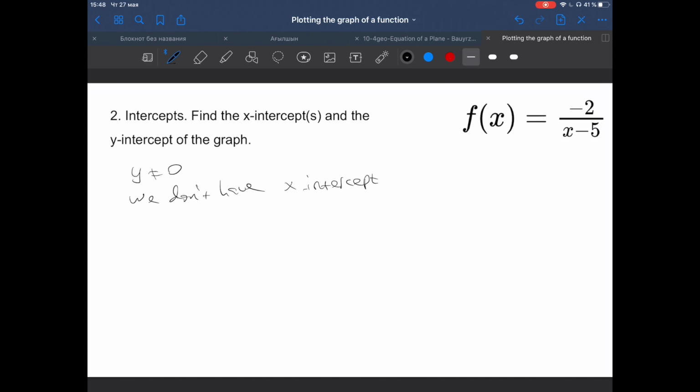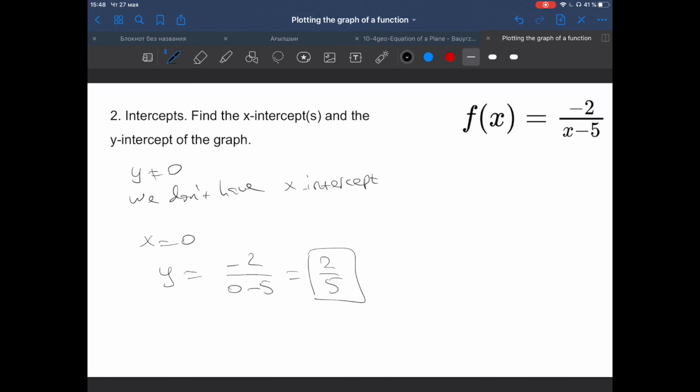And to find the y-intercept, we need to equalize x to 0. And here, y will be equal to minus 2 over 0 minus 5. It means that here we have 2 over 5. And this will be our y-intercept.